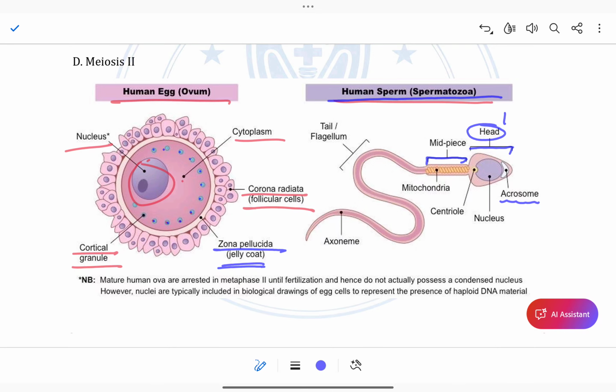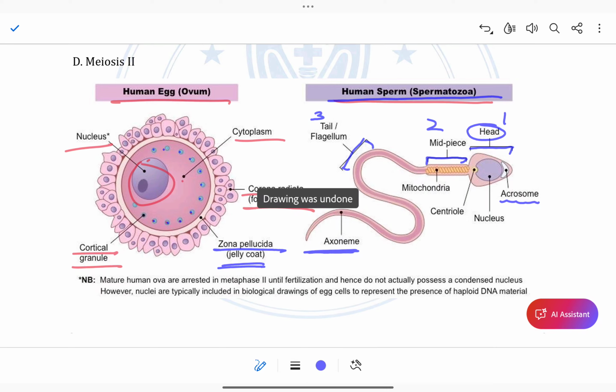Number 1, this is the head. Number 2, middle piece. Number 3, we can say tail. And number 4, we can say axoneme. So first of all, we will make it clear. Divide into head, middle piece or mid piece, and tail or flagellum. Axoneme is in the last.